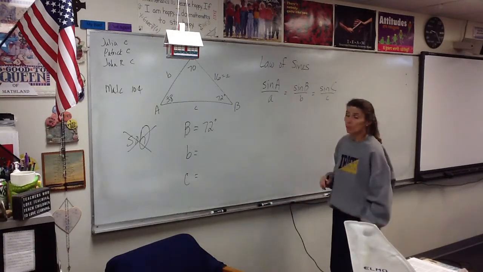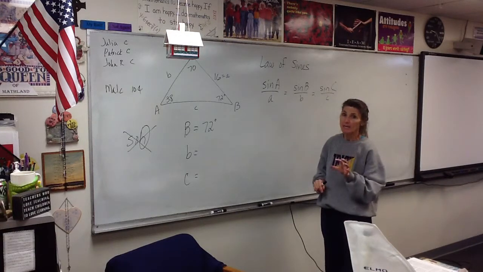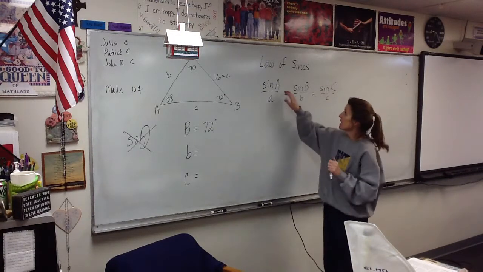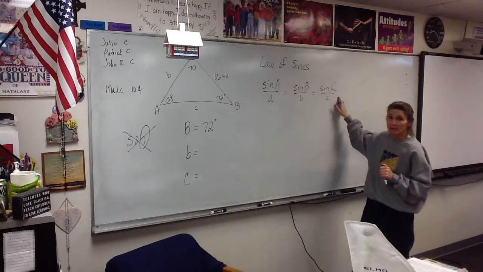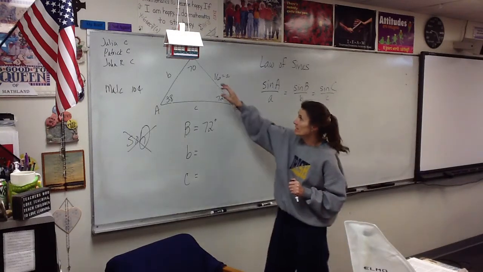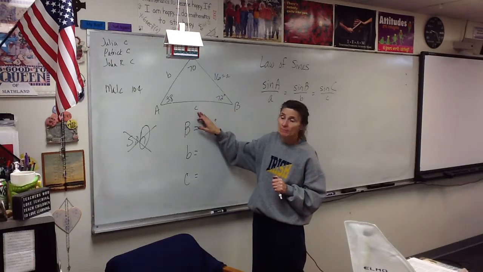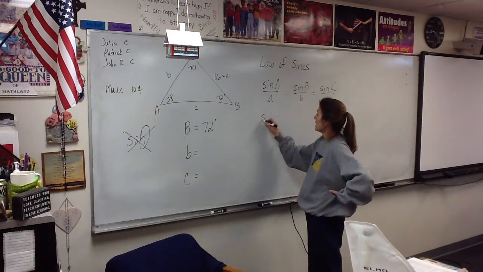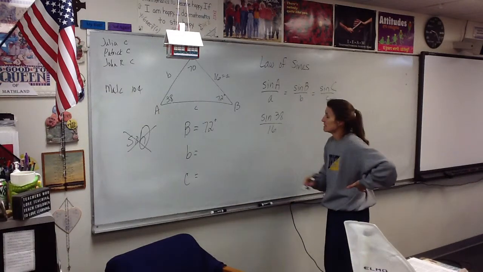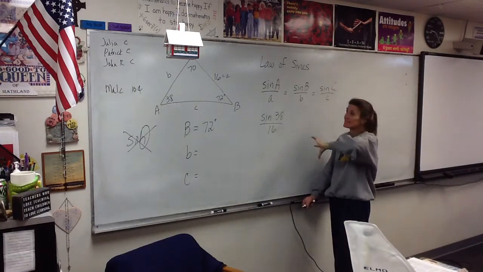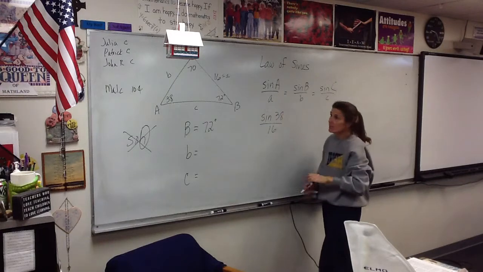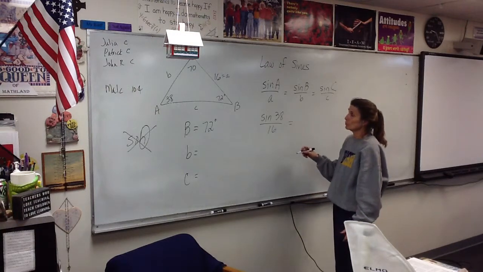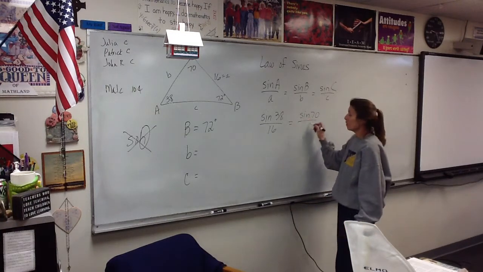Now, when you are building your proportion, I want you to find the pair that you already have. And when I say pair, I mean angle A side A, angle B side B, angle C side C. Which pair do you have? It's not the C's because you don't have side C. It's the A's, isn't it? You have angle A and you have side A. So we'll say sine 38 over 16. The law of sines says you take the sine of A over side A. So we're going to take the sine of 38 over 16. And then we're going to set that equal to the sine of 70 over C.